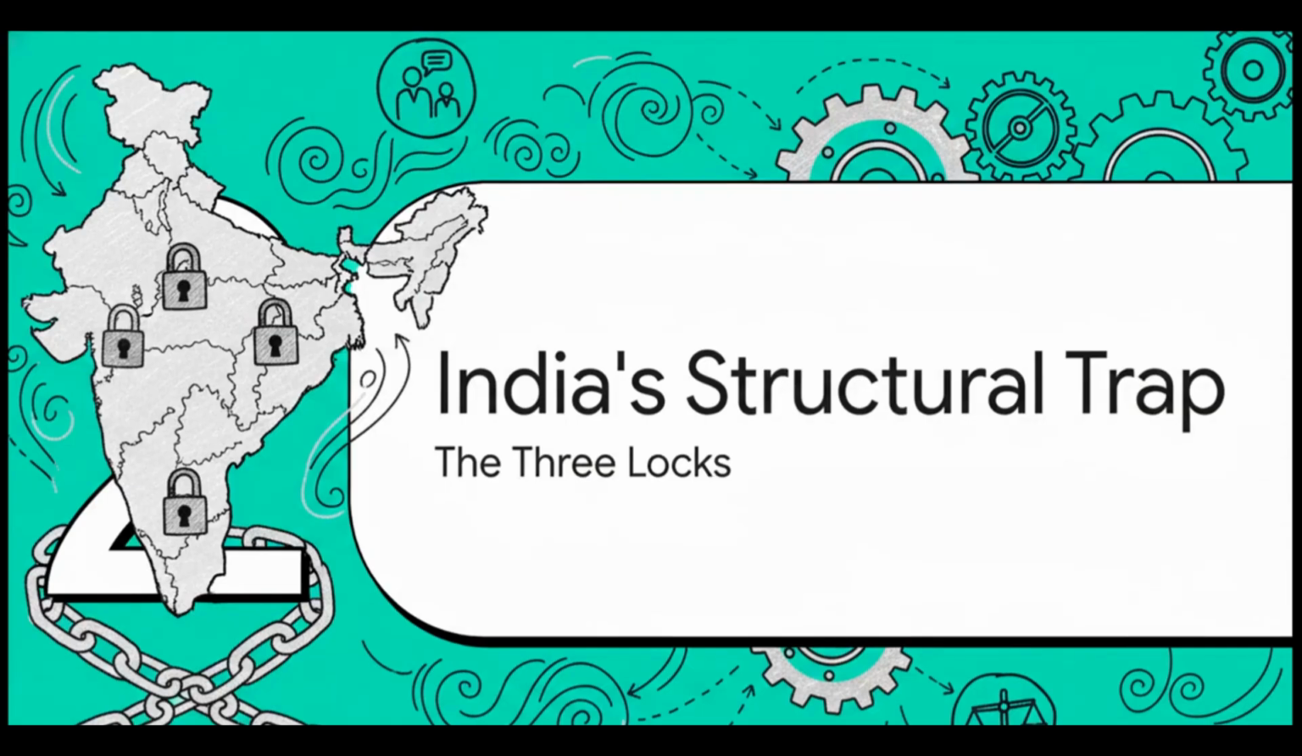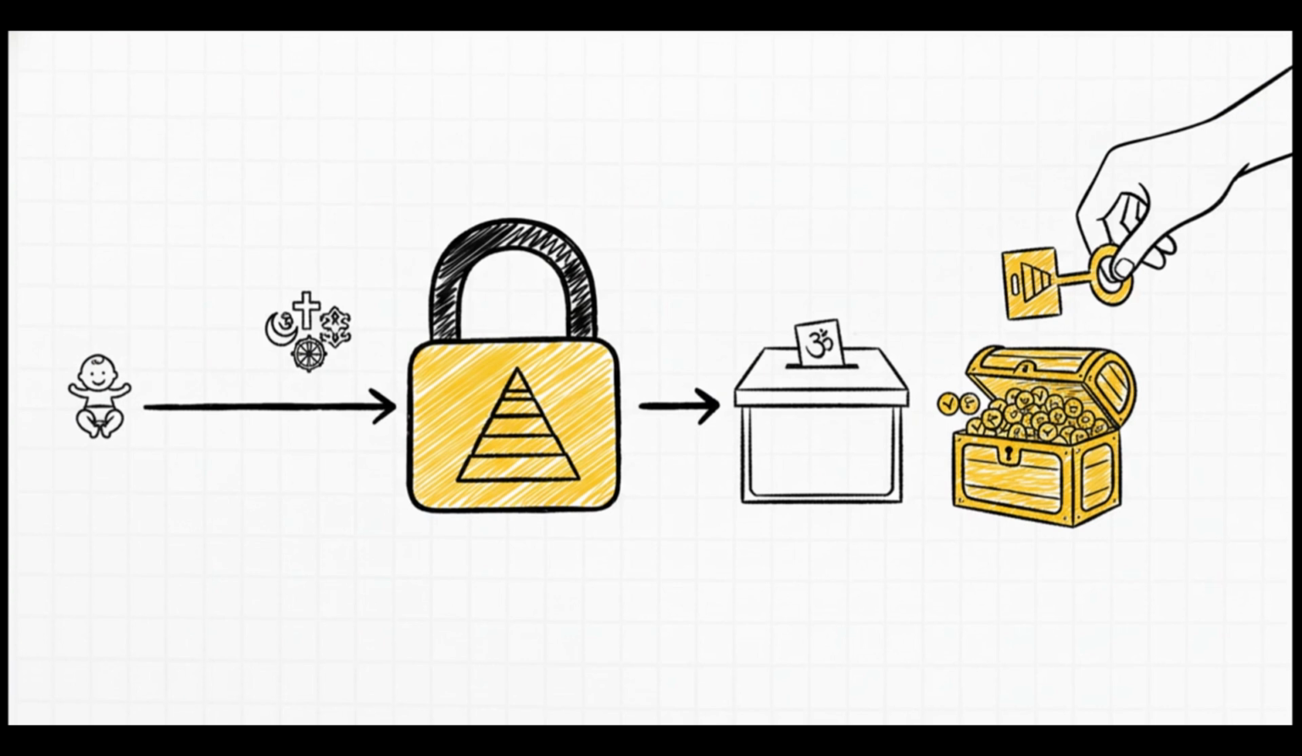Now let's flip that coin and look at a place like India, where the political incentives are just worlds apart. Here, the entire system is shaped by what we can call three structural locks. And these locks make identity politics not just an option, but often the most powerful, most effective strategy you can possibly use.